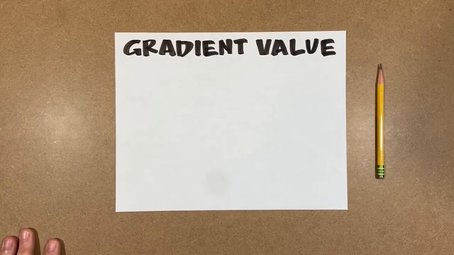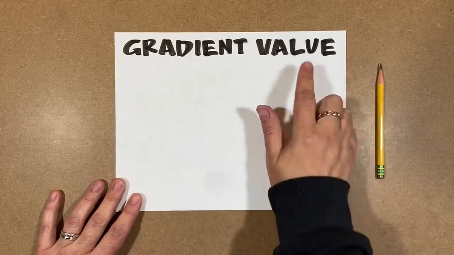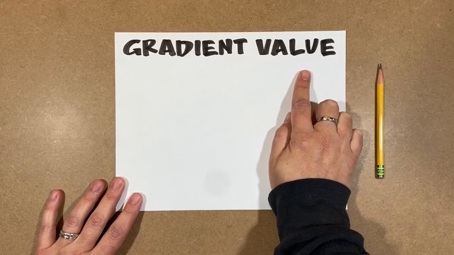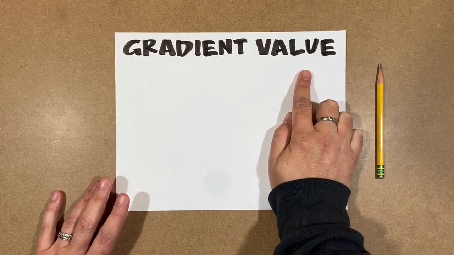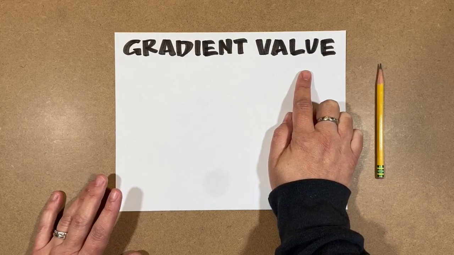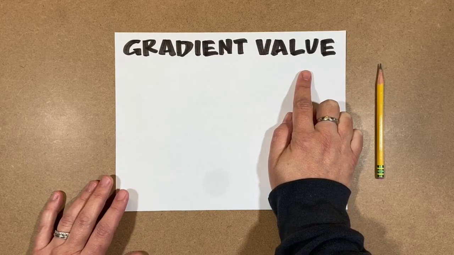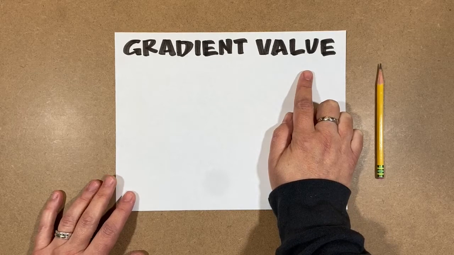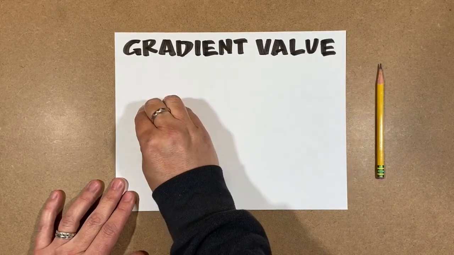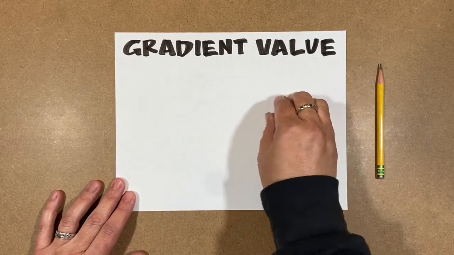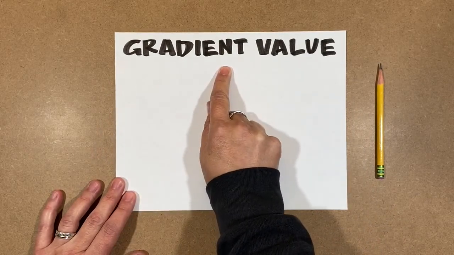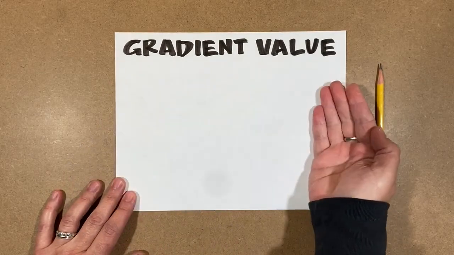Hi everyone. Today's lesson is about gradient value. Now, value, we know what that word means, and that is when you're using black and white mediums like paint or pencil, and you're just using black and white. It is the value where black is the darkest value and white is the lightest value. Gradient means a gradual shift.